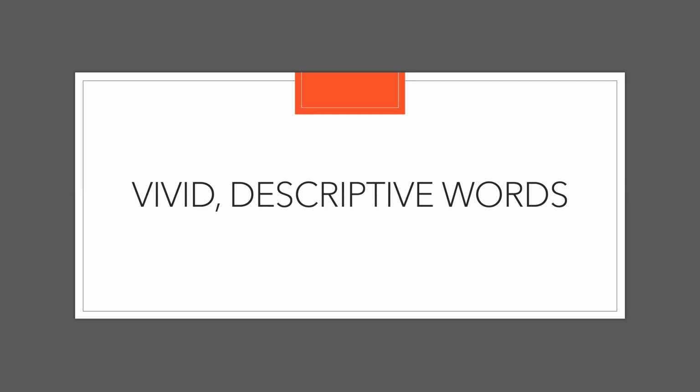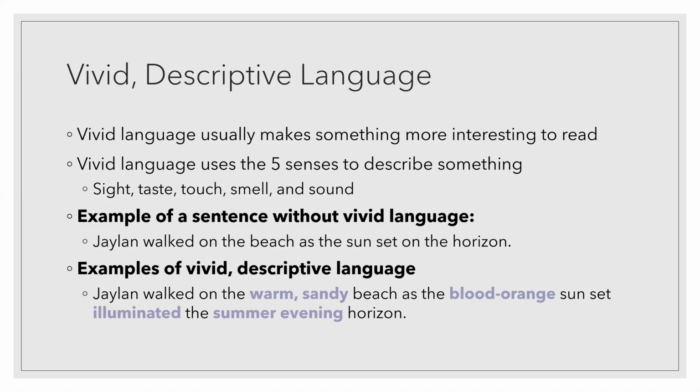All right, finally, we're going to talk about using vivid descriptive words in your writing to develop your style. Vivid language usually makes something more interesting to read, and it typically incorporates the five senses to describe something. So sight, taste, touch, smell, and sound.